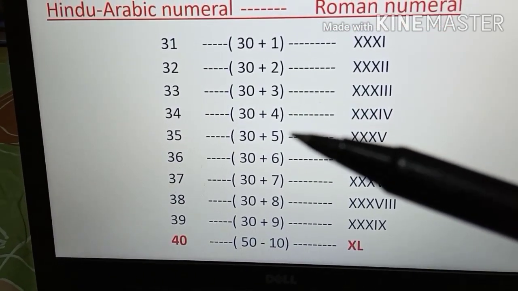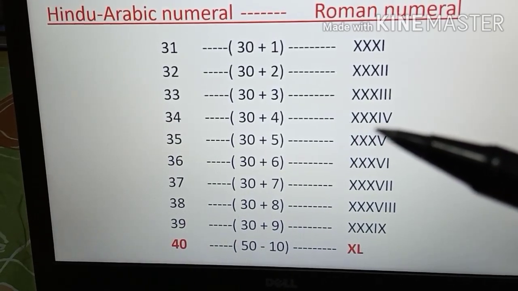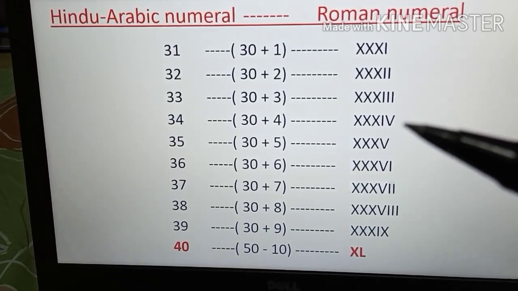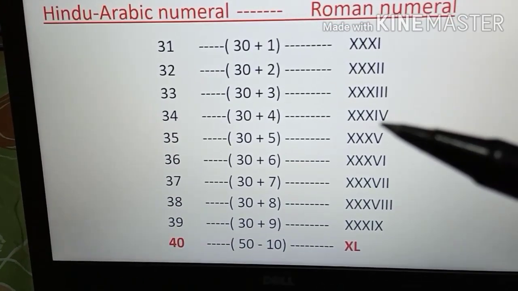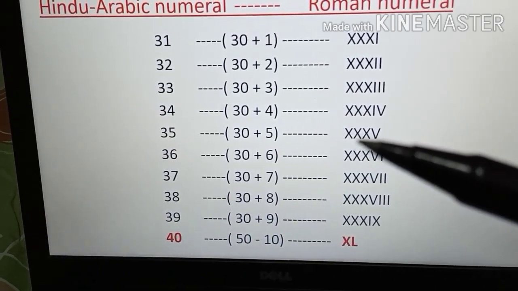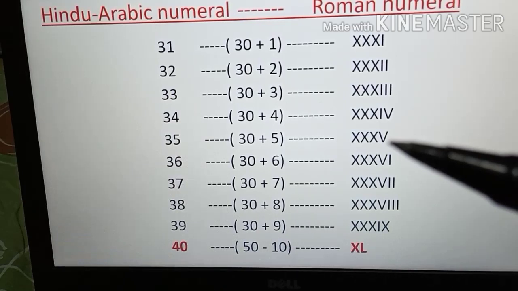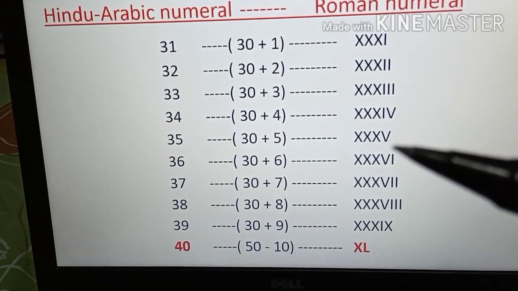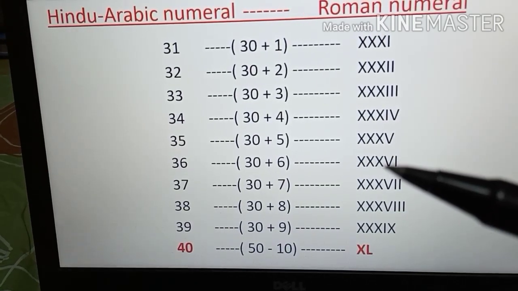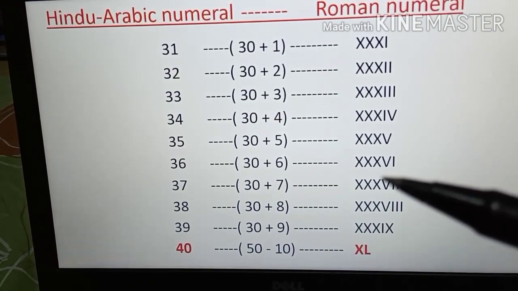Now 34, 30 plus 4. For 30, you write here XXX. And how do we write 4? IV, 34. Now children, 35, 30 plus 5. So XXX, that is 30, and for 5, we write here V, 35. Now 36, 30 plus 6. XXX, 30, and VI means 6, 36.